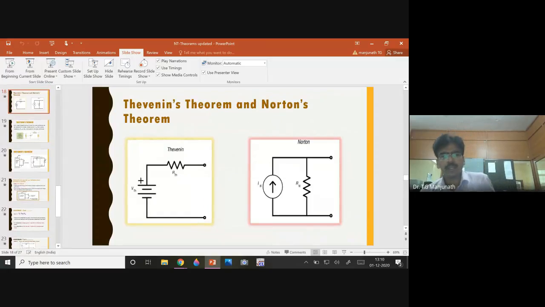So finally, the conclusion is, using Thevenin's theorem, you are going to convert any complicated network into a single voltage source in series with a resistance. And using Norton's theorem, any complicated linear network can be converted into a single current source in parallel with a resistance.